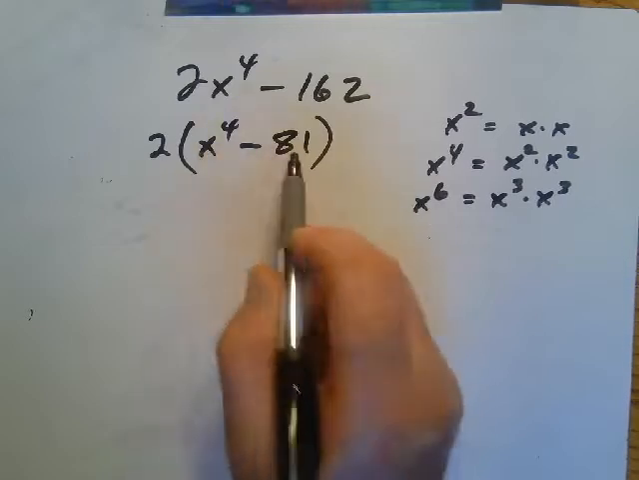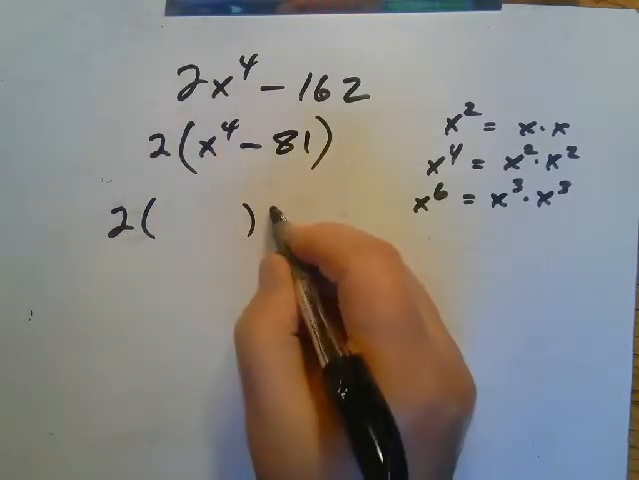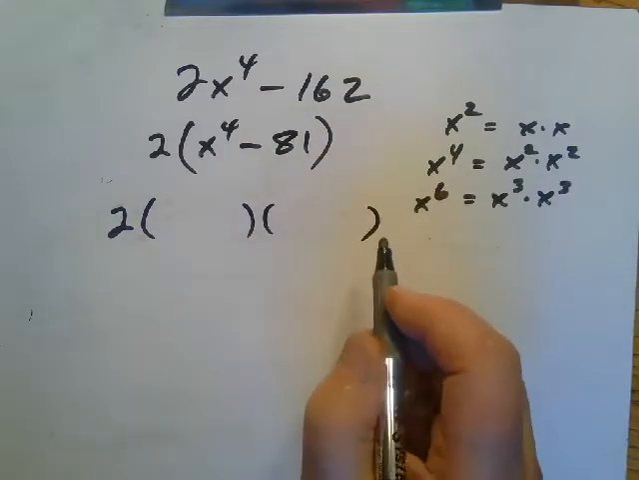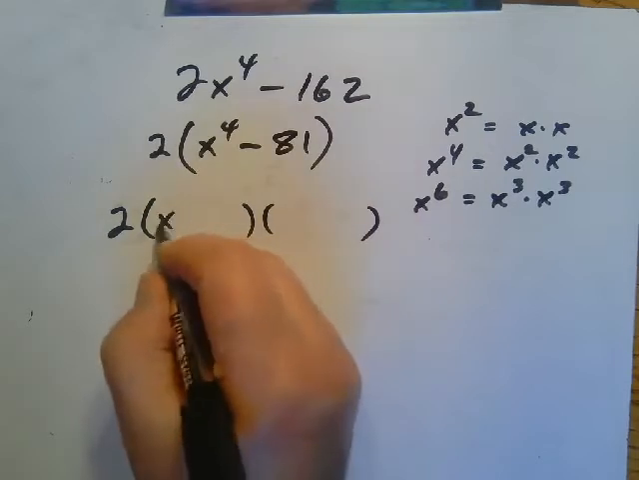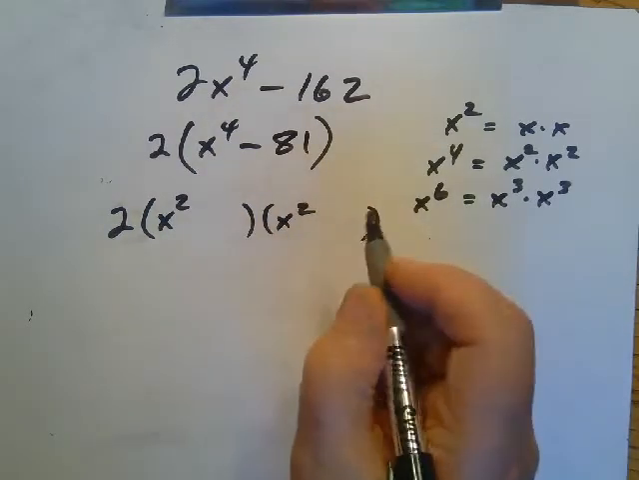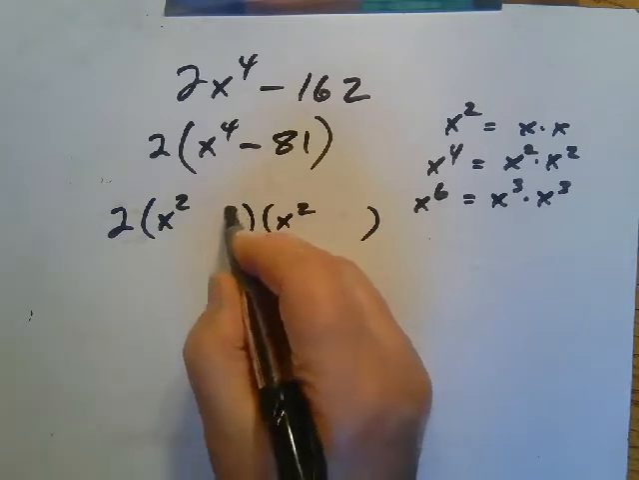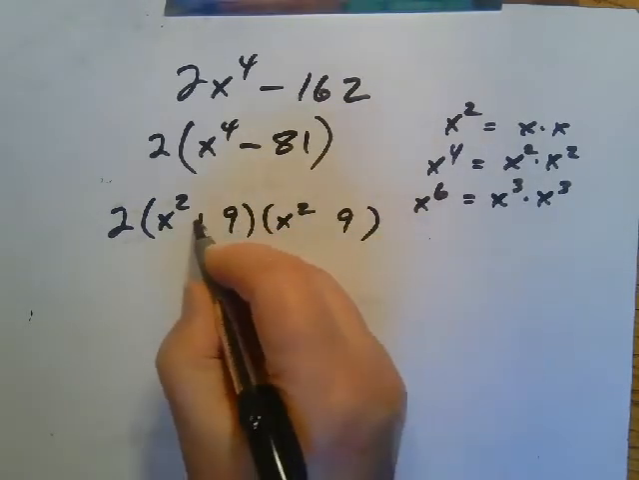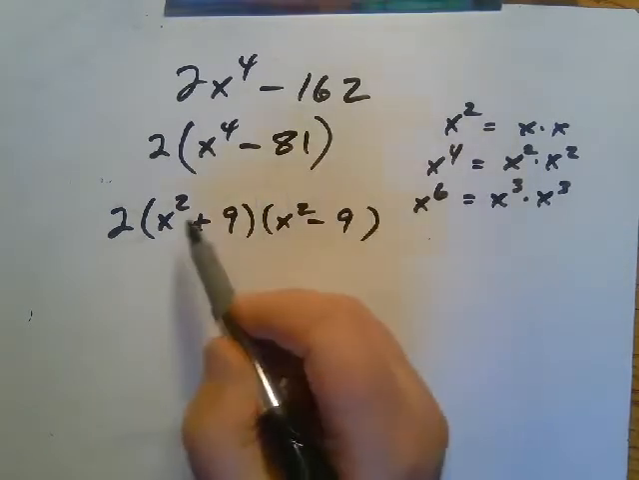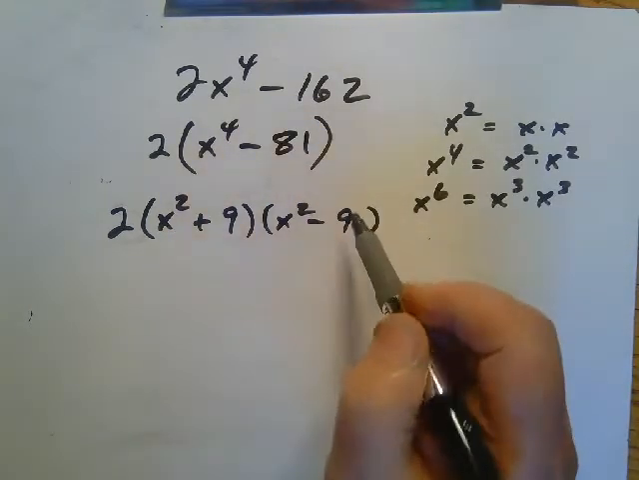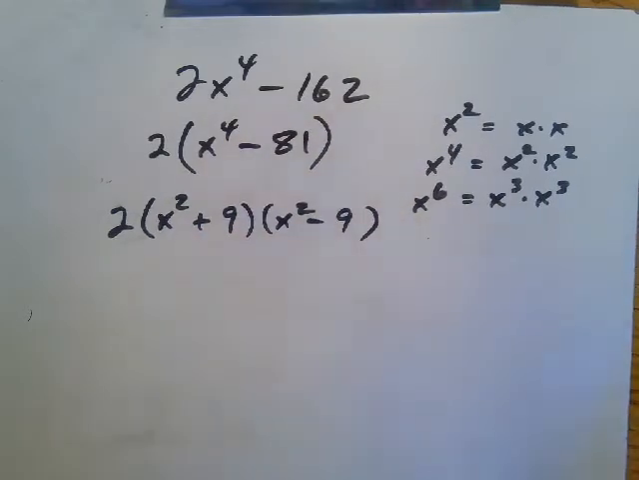So this is the difference of two squares. So we're going to bring the 2 down, and then this is going to factor just like we did the other ones. The square root of x to the 4th is x squared times x squared, and the square root of 81 is 9. Make one of them positive and one of them negative. There you go. The middle terms went out, negative 9x squared, positive 9x squared. They undid each other. That was the difference of squares.